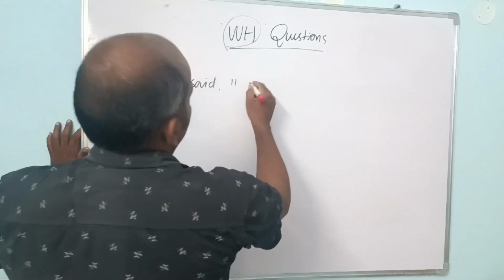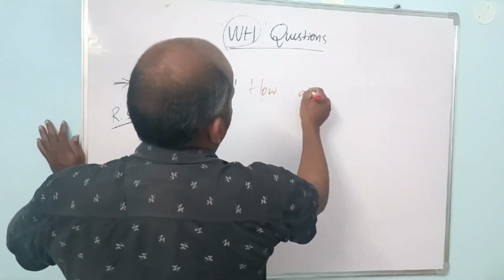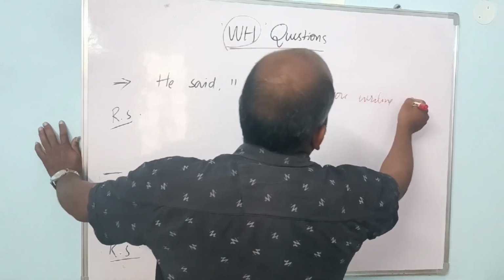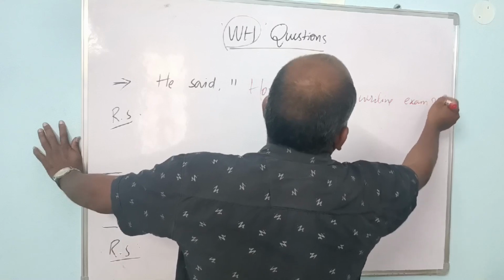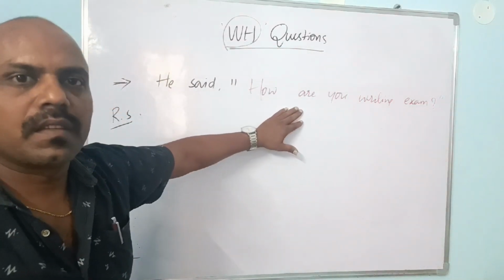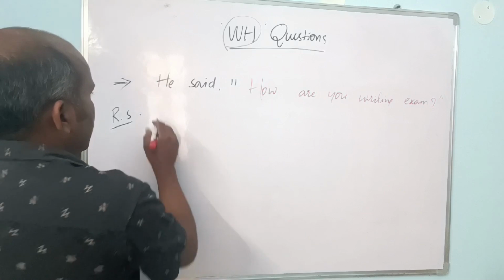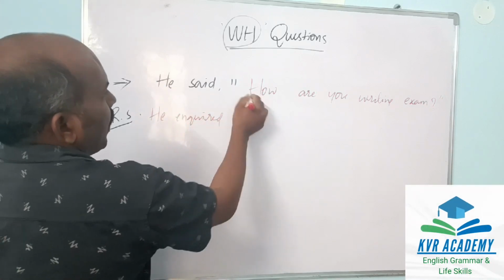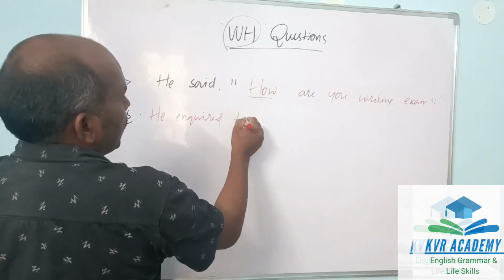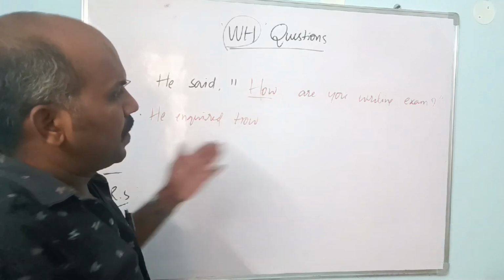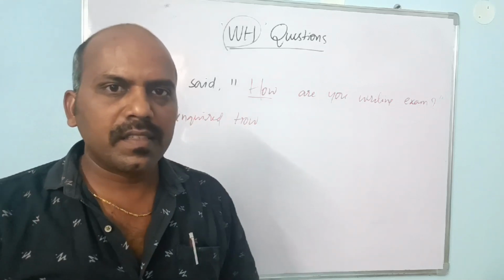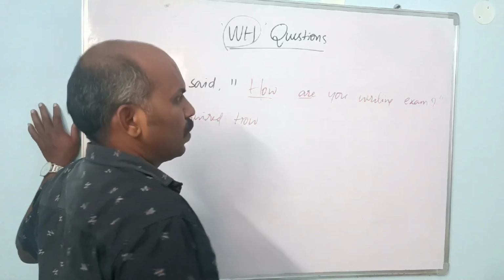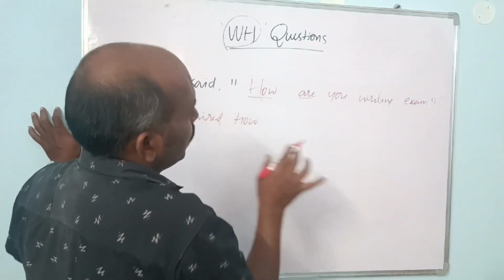He said, "How are you writing exam?" So it is present continuous tense. And the answer is, he inquired. How comes here as it is. Then present continuous tense changes into past continuous tense, right? Then only the auxiliary changes into "was".